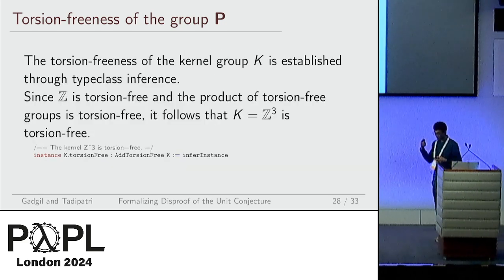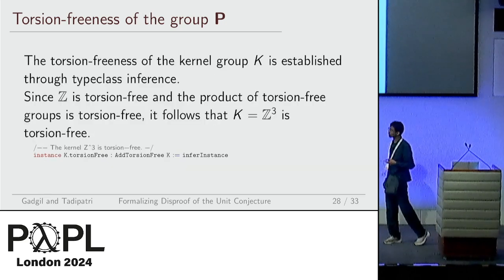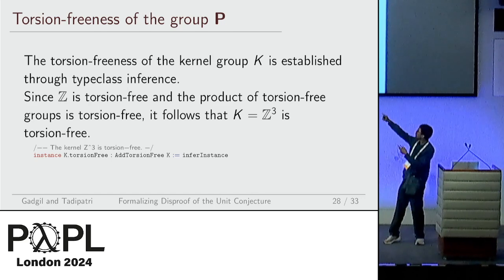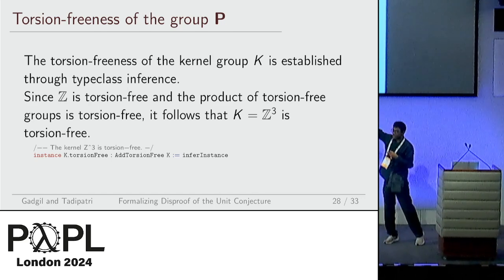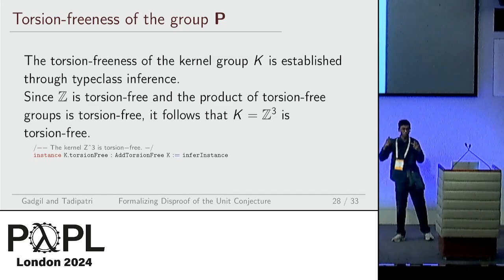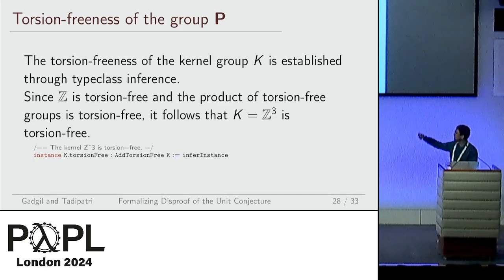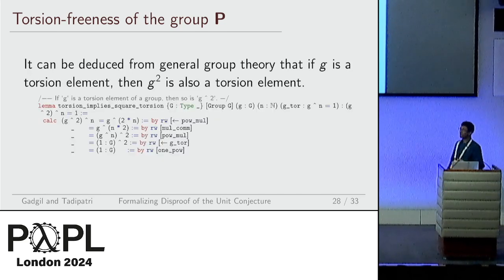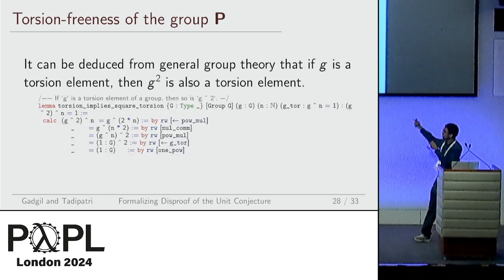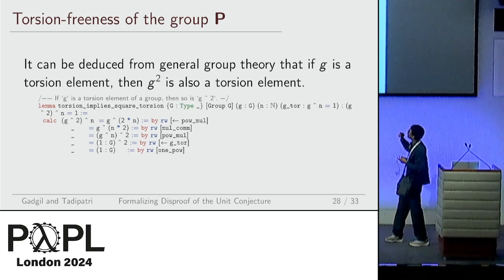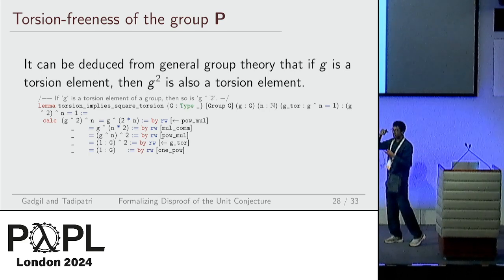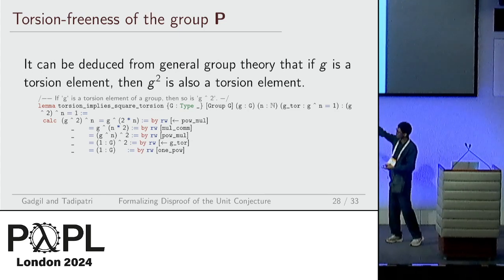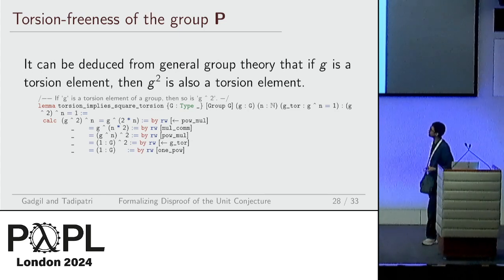We also need to show that the kernel is torsion free. So the kernel is Z cube. So it's sufficient to show that Z is torsion free and that the product of two torsion free groups is torsion free. And once we have these two facts, this can be established by type class inference. So it's a single line over here. And we also need to do a certain general calculation in a group, which amounts to showing that if you have a torsion element, then its square is also a torsion element. This is a really simple calculation, which we see on the screen over here, a couple of lines long.